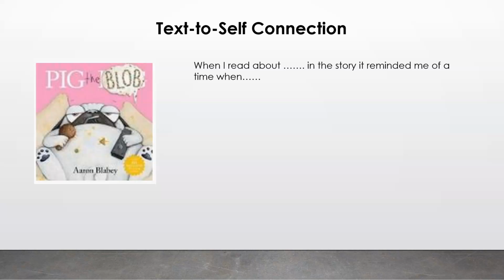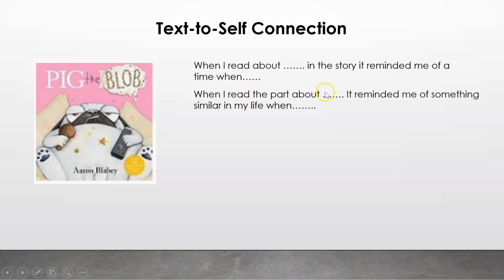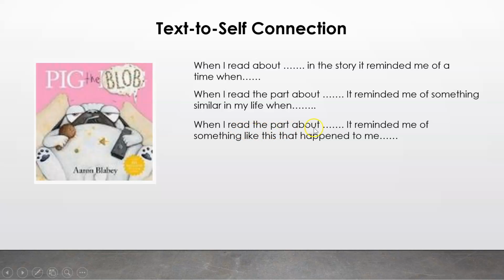So I think you'll be able to make a text to self connection. So it can be something like, when I read about this part in the story, it reminded me of a time when. When I read the part about, it reminded me of something similar in my life when. When I read the part about, it reminded me of something like this that happened to me. When I read the part about, I could relate to the character because. This one here is something that I can connect to.